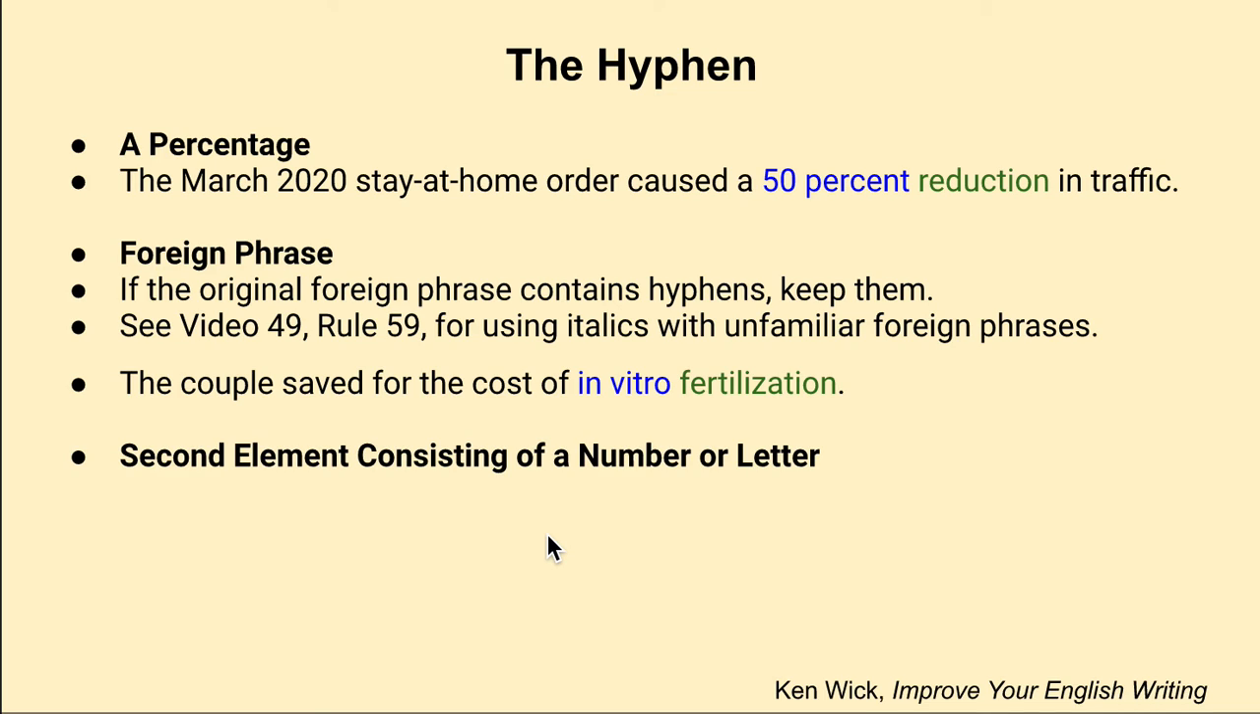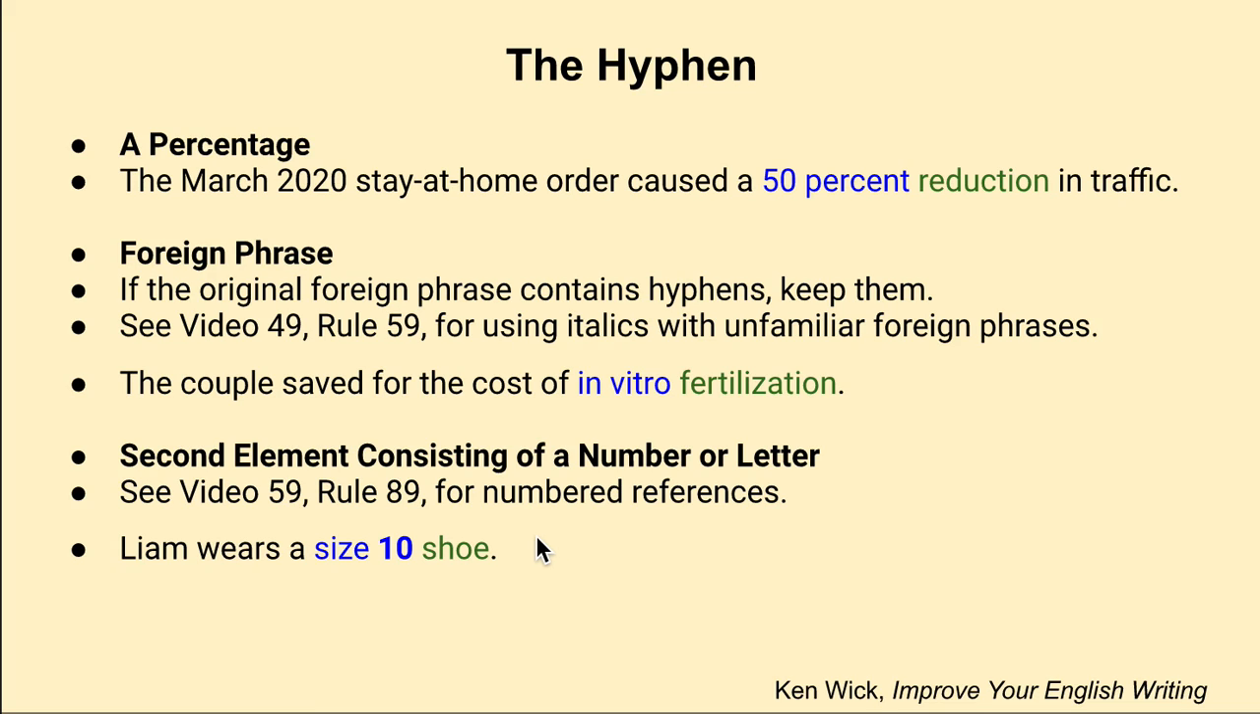Second element consists of a number or letter. And see video 59, rule 89, for numbered references. Here's an example. Liam wears a size 10 shoe. So here's a compound adjective that modifies shoe. Since the second term is a number or letter, we do not hyphenate it. Another example is, did all Group B participants sign the waiver? Once again, in the compound adjective the second element is a letter, therefore we do not hyphenate it.